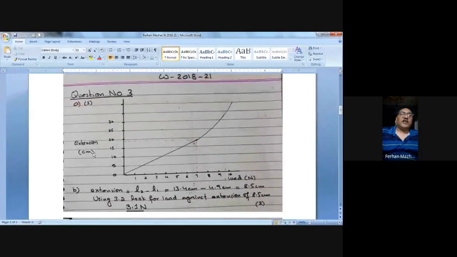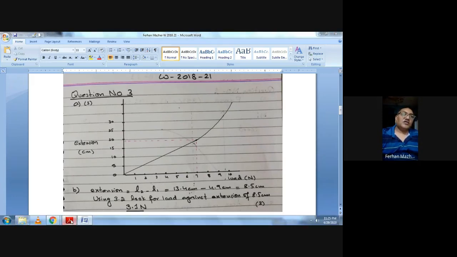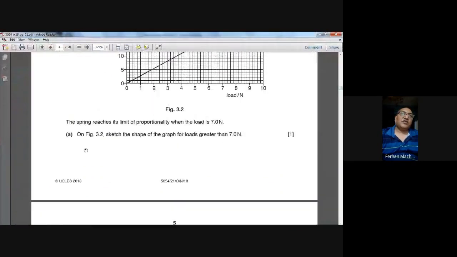On your screen, you can see till 7 Newton, the graph is a straight line. And after the 7 Newton, I have drawn an increasing curve which is bending upward. That shows the limit of proportionality has been crossed. I have not done that much bending, but you should do a little larger bending. So it was a 1-mark question. You have to plot on the graph.